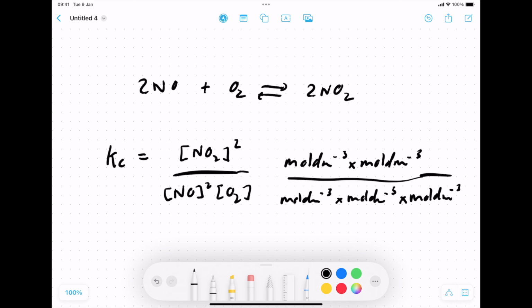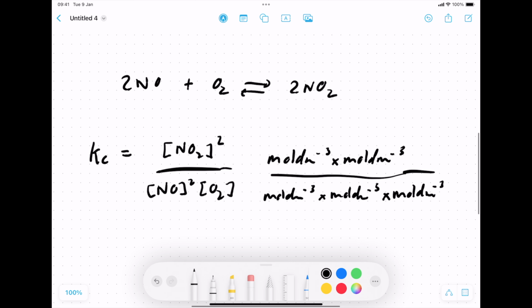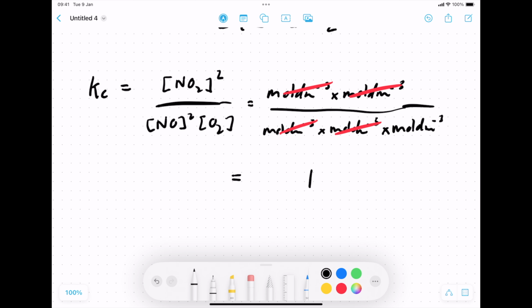And you will see I've deliberately written it out the long way. Rather than square the moles and square the dm-3, I've just written it out the long way. The reason is it's slightly easier to see when you're cancelling things that are common to the top and the bottom. With that said, I can cancel this with this and this with this, which now takes me to 1 over moles per dm cubed.